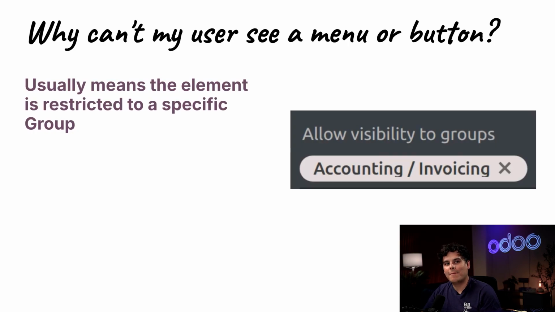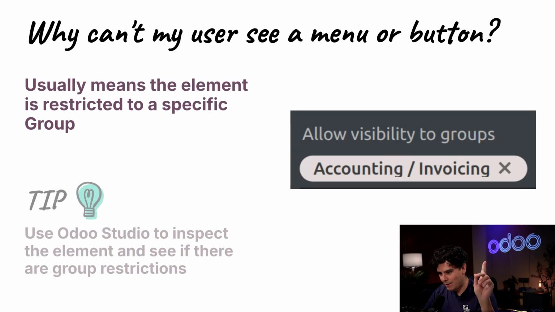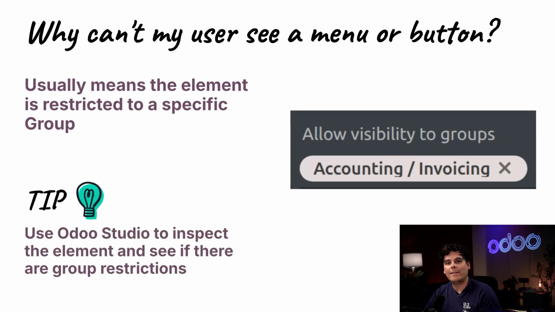So, why can't my user see a menu or button? This usually means that the element is restricted to a specific group. Check the user's group memberships under settings, and then users. And here's a Jose Ignacio tip right there. You can use Odoo Studio to inspect the UI element and see if it has a group restriction.